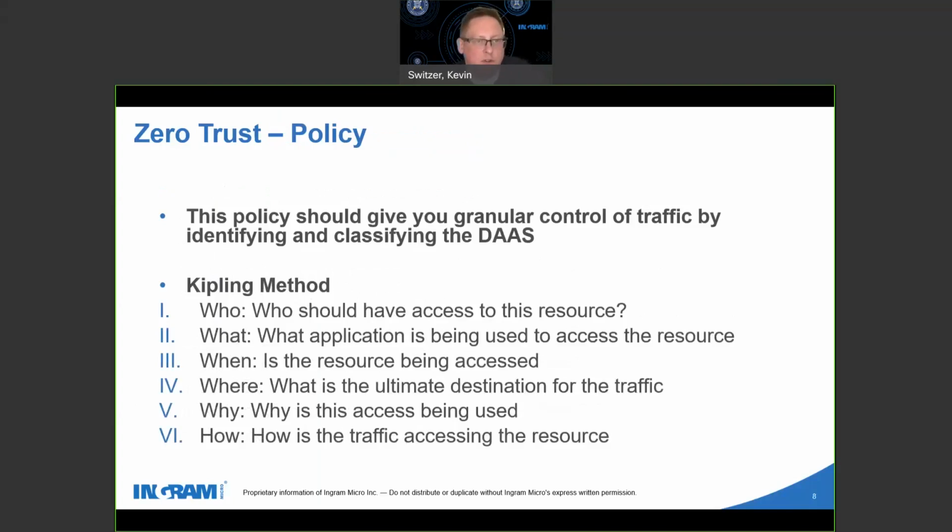Now, when it comes to zero trust policy, this policy should give you granular control of traffic by identifying and classifying the DAAS, which is all those main categories we talked about in the beginning. There are a lot of different ways to do this, and the Kipling method is a very good source, which we're going to mention here. These are things we should always keep in mind.